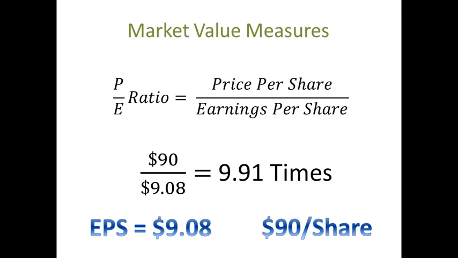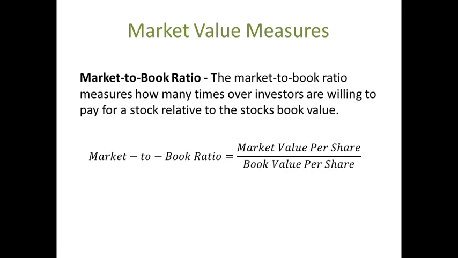The market-to-book ratio. The market-to-book ratio measures how many times over investors are willing to pay for a stock relative to the stock's book value. The book value is simple. The company's equity divided by the number of outstanding shares, so the market-to-book value is calculated as market value per share divided by book value per share.